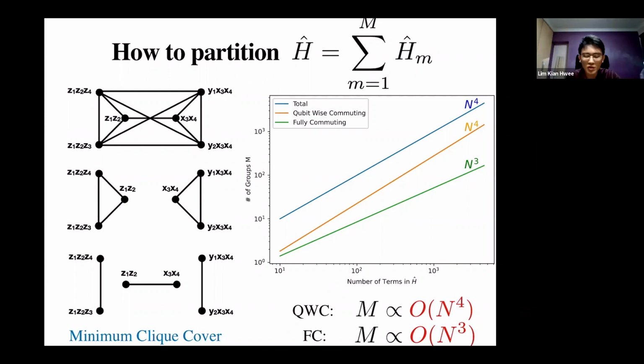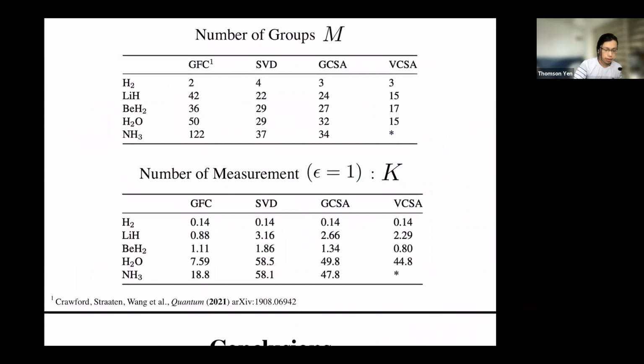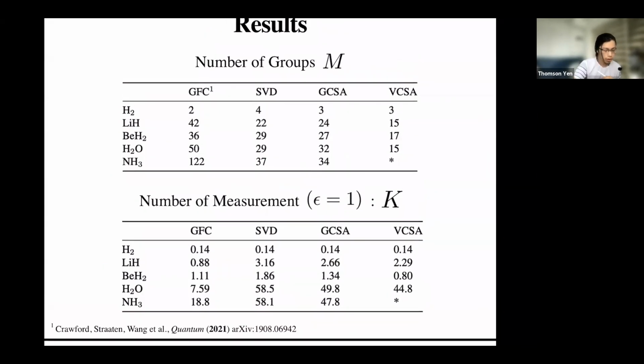I see. Which is the paper that explains the GFC method? Sorry? Where can you find the GFC method in the literature? Right. I should emphasize this during the presentation, but it's okay. This is done by Crawford and Stephen Berkeley, and they published in Quantum. Here's the arXiv. Nice. Thank you.